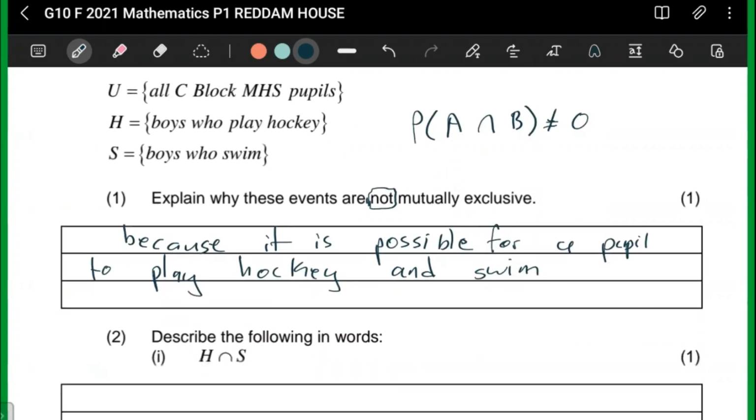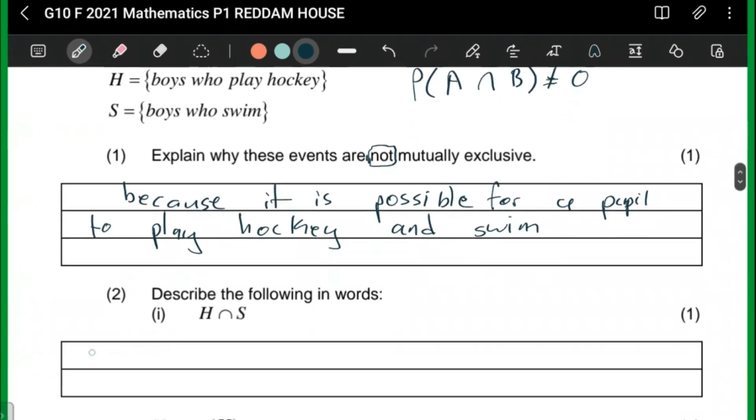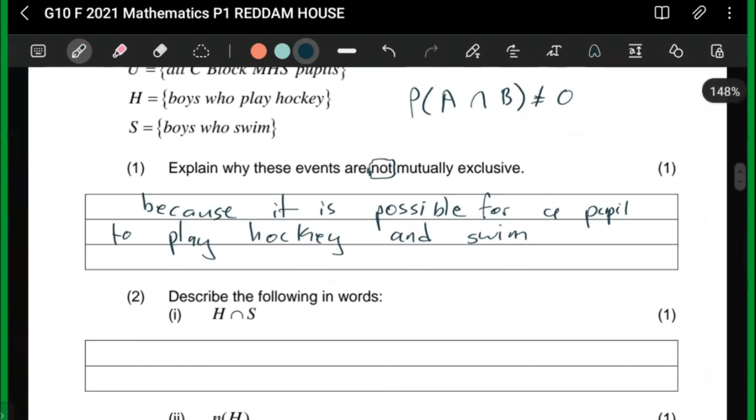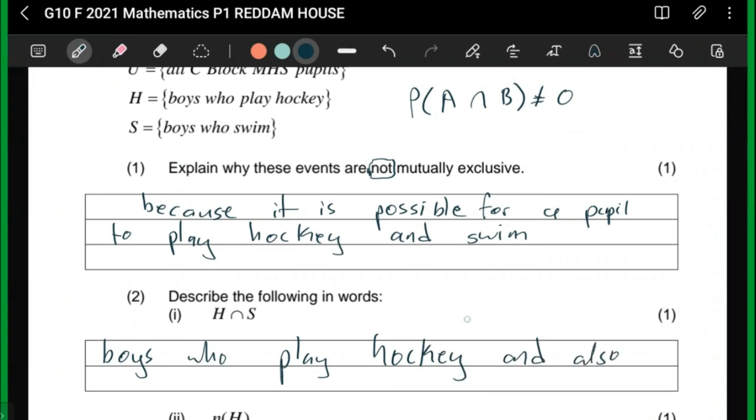They say here, describe the following in words. So this is saying the union. This is saying boys who play hockey and boys who swim. Boys who play hockey and also swim, or boys who play hockey or also swim. That's the simple definition there, hence just the 1 mark question.